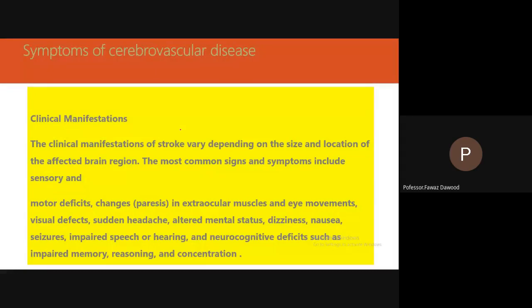As a general talking, the symptoms of the CVA or cerebral vascular disease, the clinical manifestation, depend on which area of the brain is going to be affected. أين تحدث في أي مكان. Sometimes it may be associated with a motor effect, sometimes the extraocular muscles, sometimes the eye movement or visual defect. It could even start as a sudden headache, and further changes may be associated with dizziness, and even the speech and the hearing are going to be affected also.